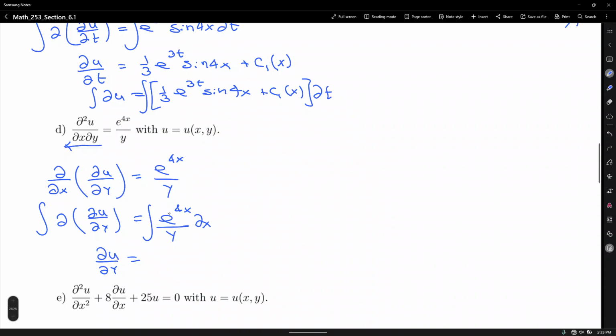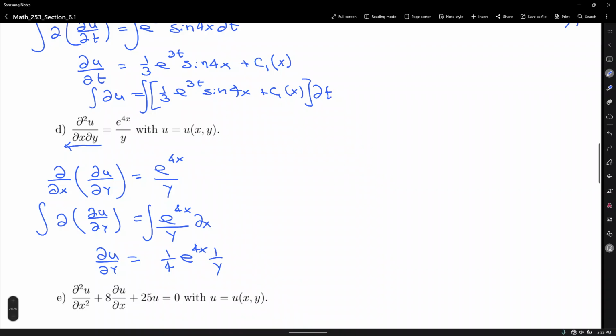Okay, so the integral of e to the 4x with respect to x, that's 1/4 e to the 4x over y. So what do I do here? Actually, you know what? I'm going to go like this instead: 1/4 e to the 4x times 1 over y. It would be easier when we do the second integration.